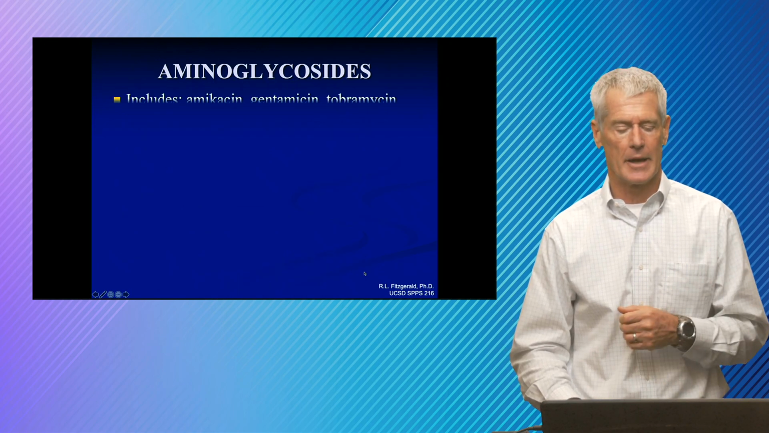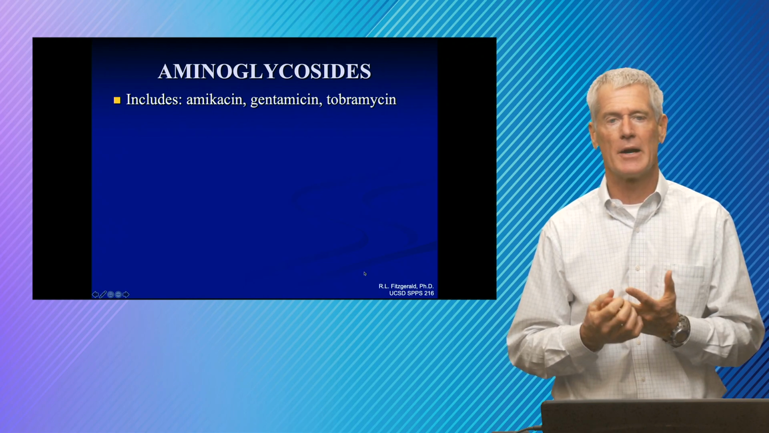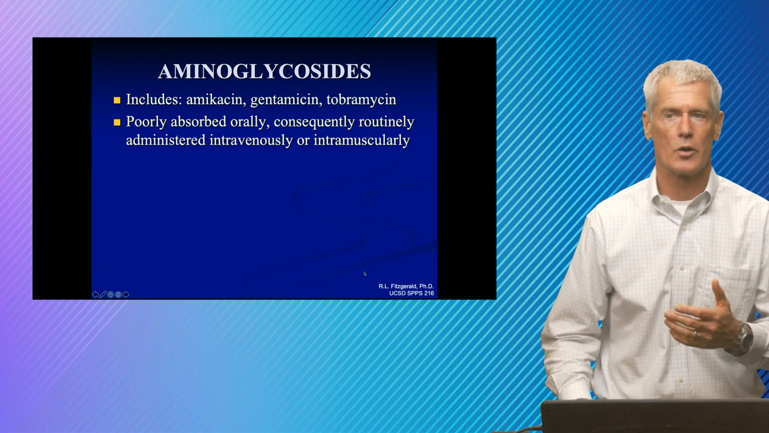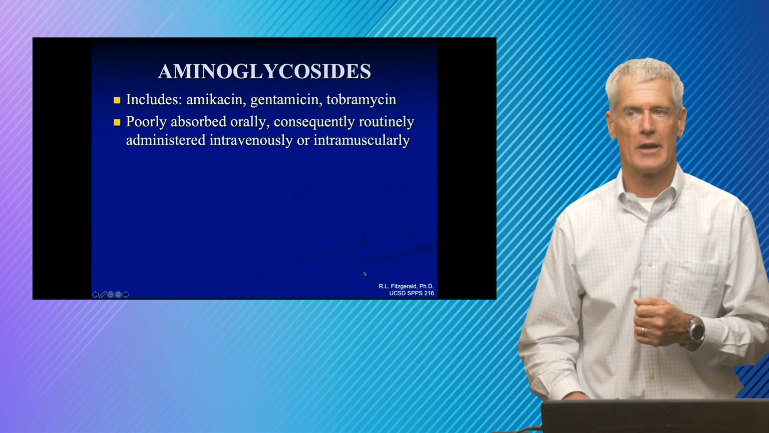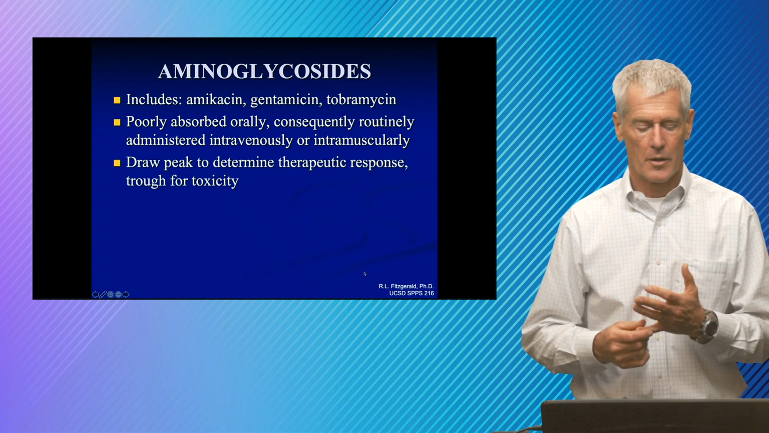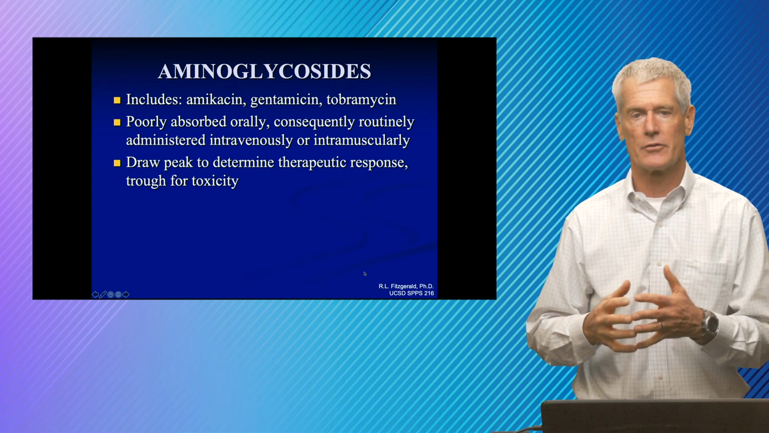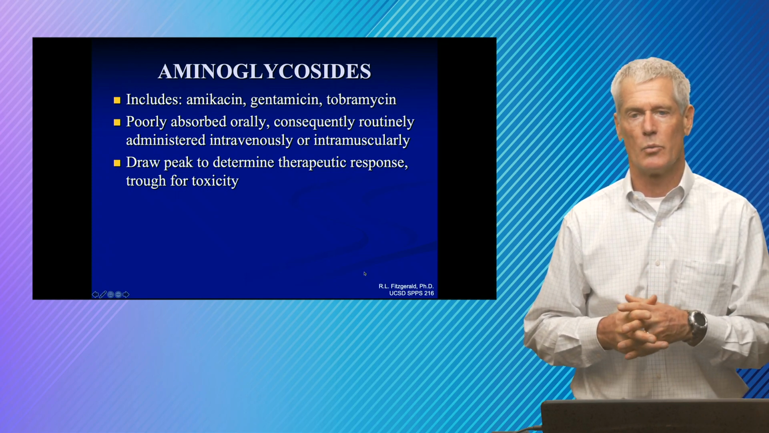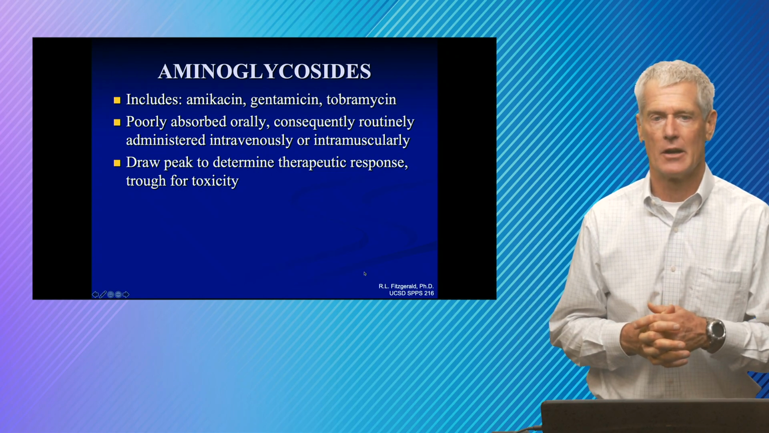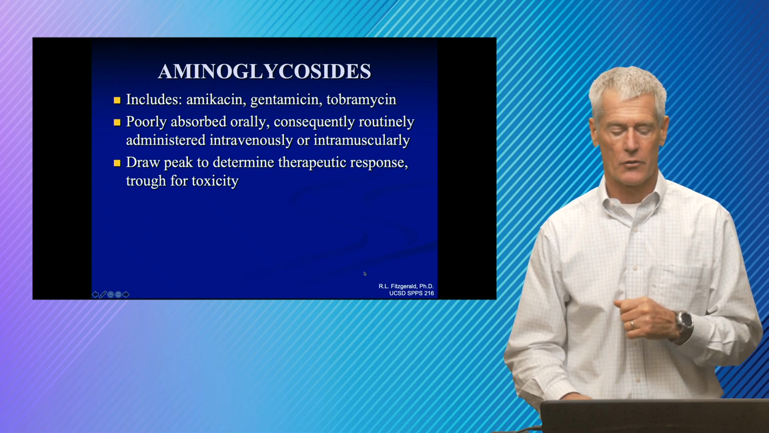Aminoglycosides, one of our antibiotic classes, include amikacin, gentamicin, and tobramycin, and are fairly commonly monitored. They're poorly absorbed, so typically they're given IV or IM. Peak is measured to determine therapeutic response, so minimal inhibitory concentrations. We correlate these with the microbiology lab to see if they are sensitive and at what concentrations. Peak to determine therapeutic, and trough for toxicity.